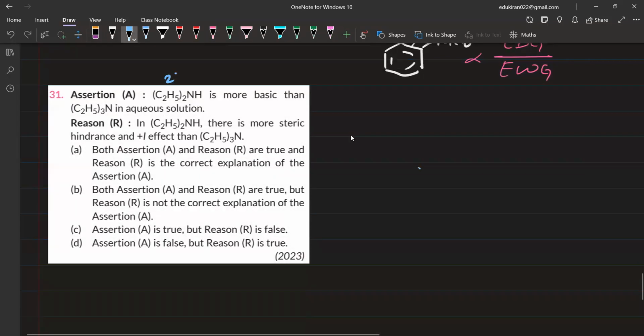Now, the question is saying C2H5NH, you have one hydrogen, that means it is 2 degree, is more basic than, obviously 2 degree सबसे ज्यादा basic होता है, तो this statement is true. Then they are saying in C2H5 whole thrice N there is more steric hindrance and plus I effect than C2H5NH3.